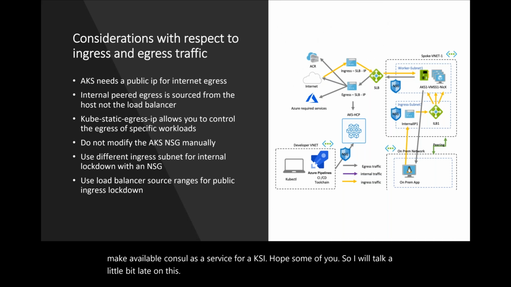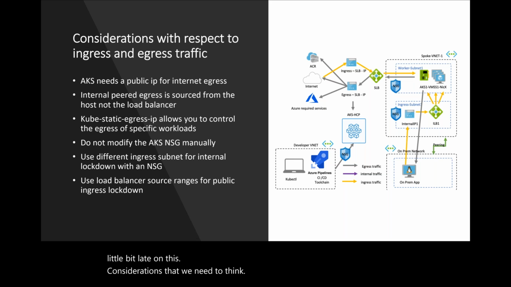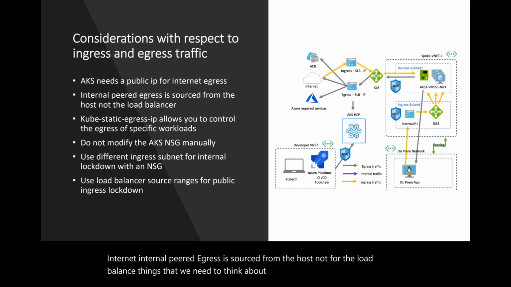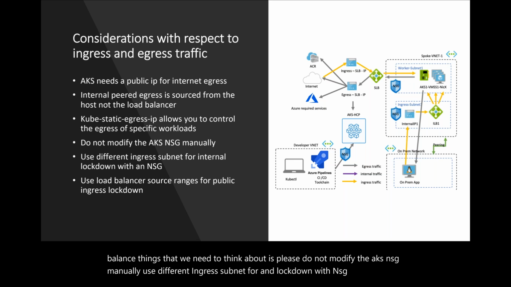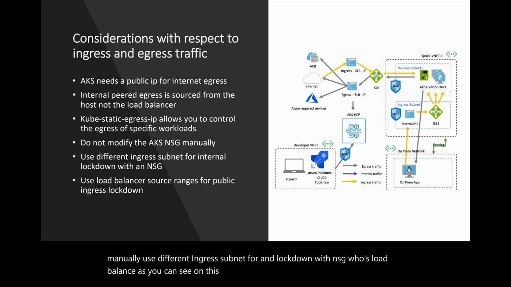Considerations that we need to think about. AKS needs a public IP for ingress. Internal pod egress is sourced from the host, not from the load balancer. Things that we need to think about: please do not modify the AKS NSG manually. Use a different ingress subnet for internal and lock it down with an NSG. Use a load balancer.